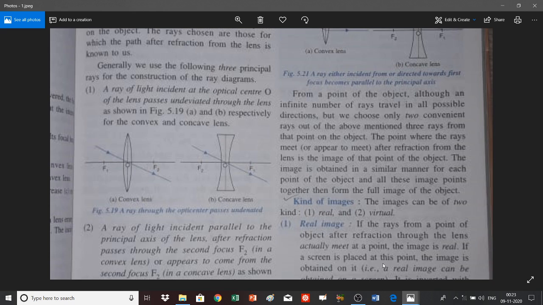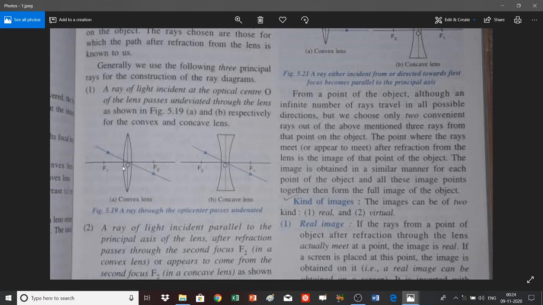For example, let us discuss the three kinds of rays you have to consider. Number one is a ray which passes through the optical center of a lens. Here is the lens, and you know this is the convex lens and this is the concave lens. In a convex lens, parallel rays converge to a point which is called the principal focus. There are two principal foci: this is principal focus number two and this is principal focus number one.